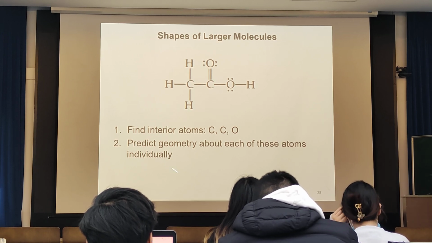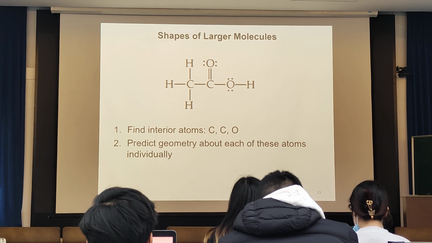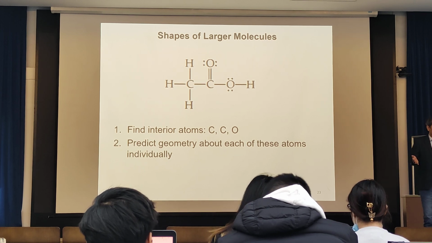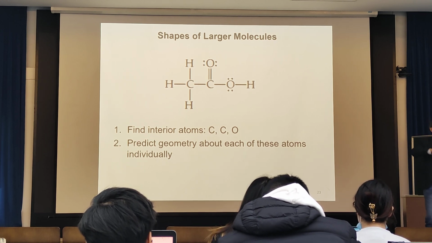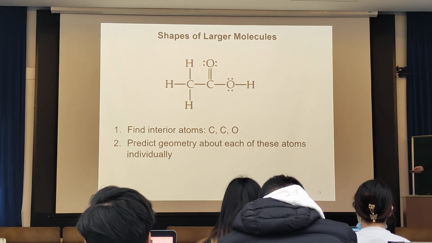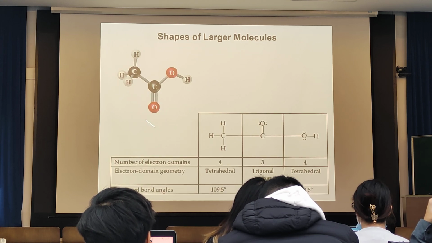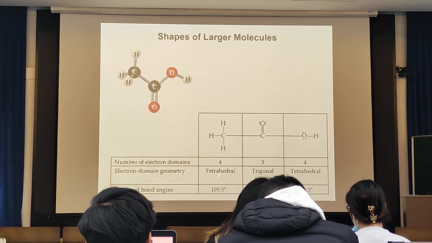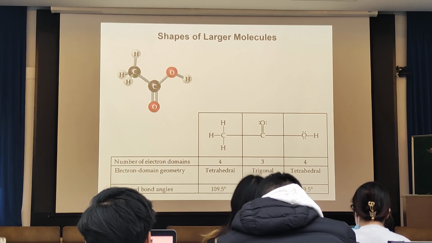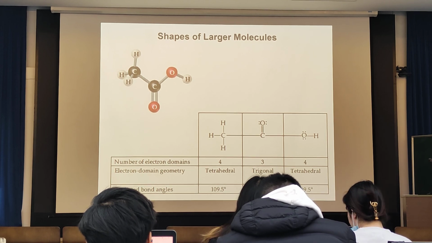Okay? And then we predict the geometry of each interior atom. You are not able to predict the geometry of the whole molecule. You predict the geometry of each interior atom. So here, let me see what will happen. Here the molecule has interior atoms, the first one. For the first one, you will have 1 electron domain, 2, 3, 4 electron domains. So it will make a tetrahedral.